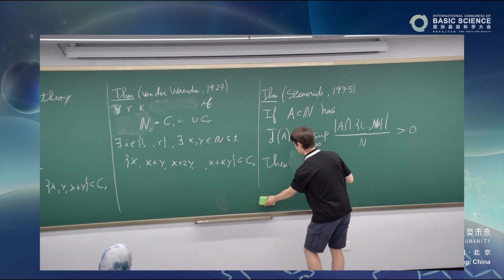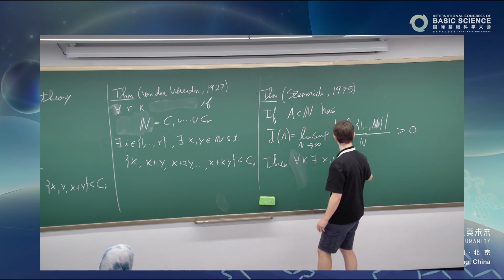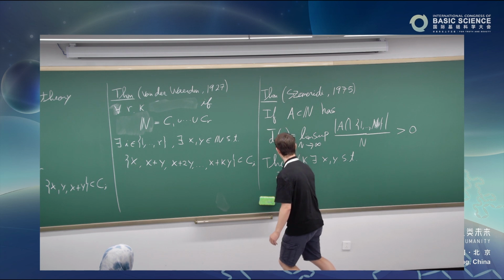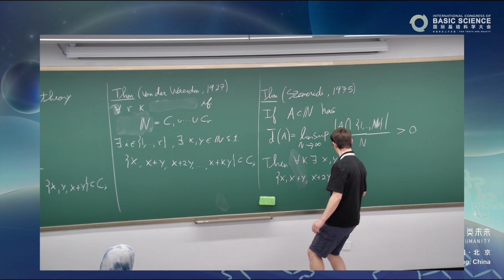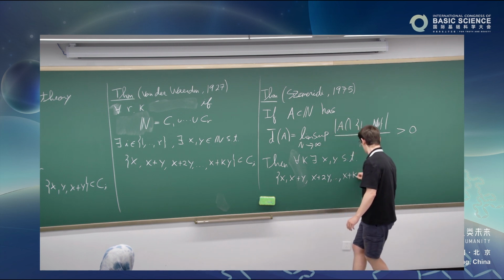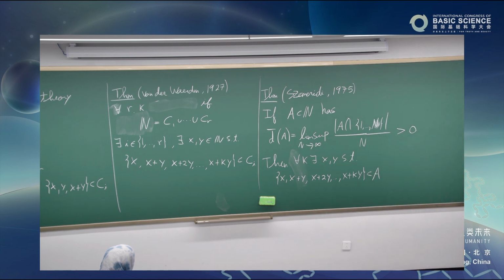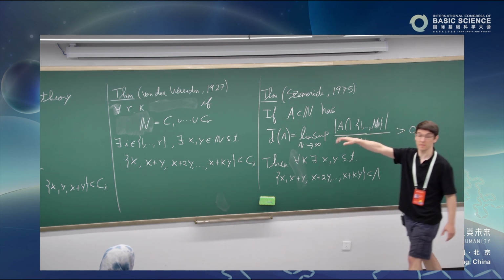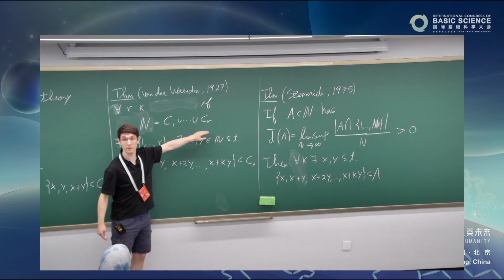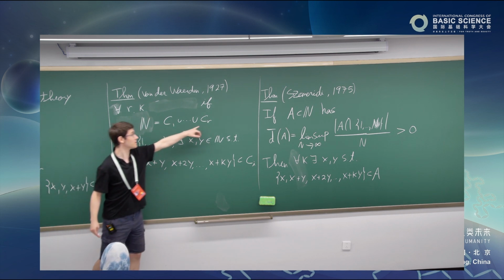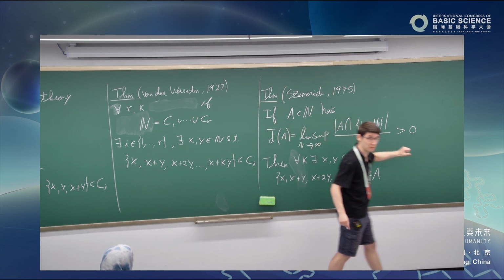So let me just do it symbolically. For every k, there exist x and y such that we have an arithmetic progression inside A. So Szemerédi's theorem strengthens van der Waerden's theorem because anytime the natural numbers are partitioned into r pieces, one of those pieces must have density at least 1 over r. So certainly positive.